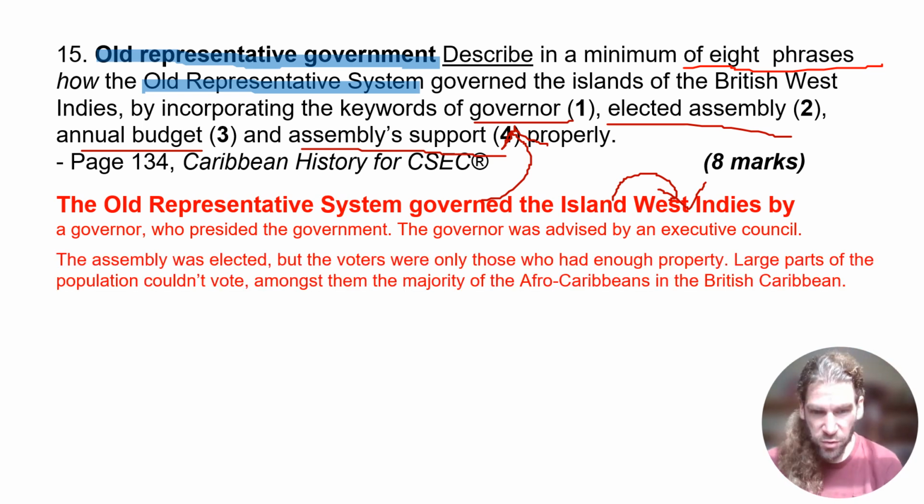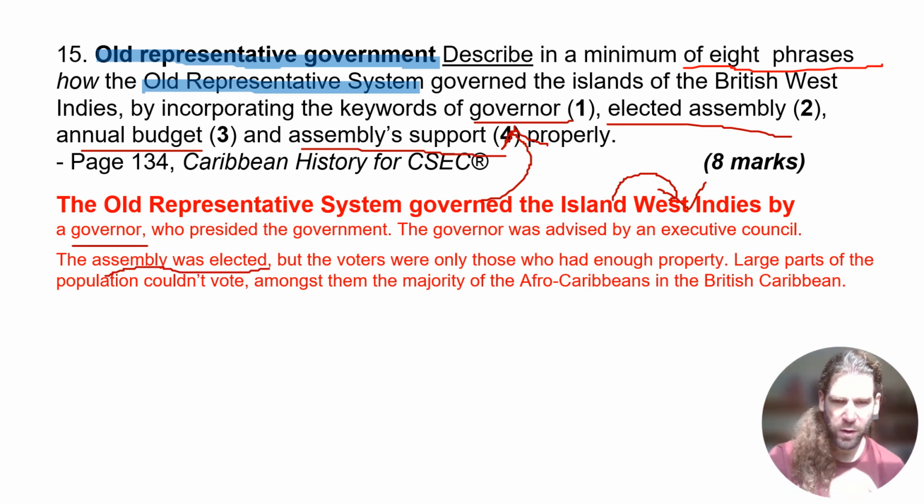Part 2. The assembly was elected, but the voters were only those who had enough property. Large parts of the population could not vote. Amongst them, the majority, most of the Afro-Caribbeans in the British Caribbean. So we see here, the governor is over there, and we have gone to the elected assembly over here. Part 3 of the answer, going towards the annual budget and the assembly's support.